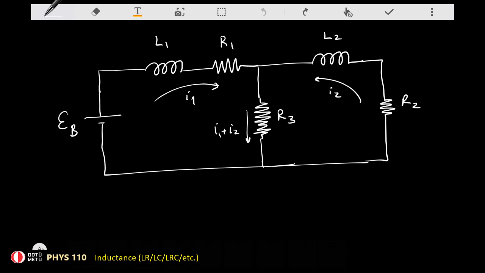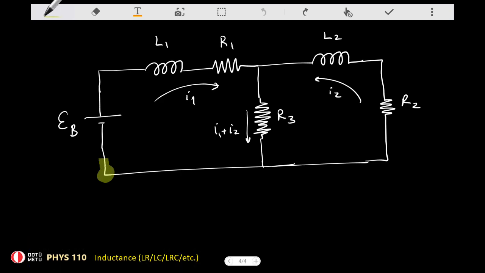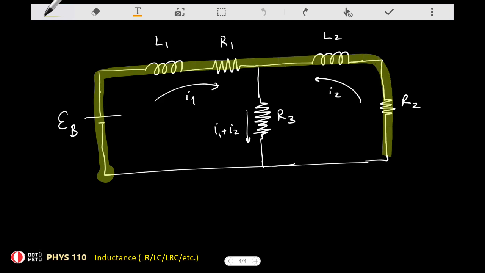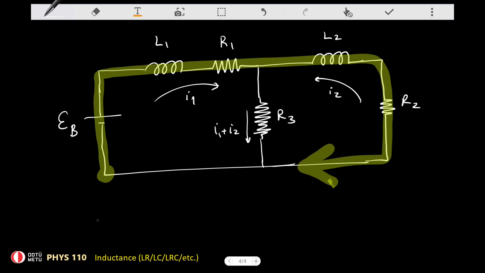So I'm going to look at this loop in here. So I'm going to go over the loop like that. So let me put an arrow sign in here. That's the direction that I'm going to go around the loop. You should also, to be able to write down consistent, complete equations, choose a second loop as well. But let's just forget about this. I just want to write down the circuit equation along that loop. So how do I write this thing down?